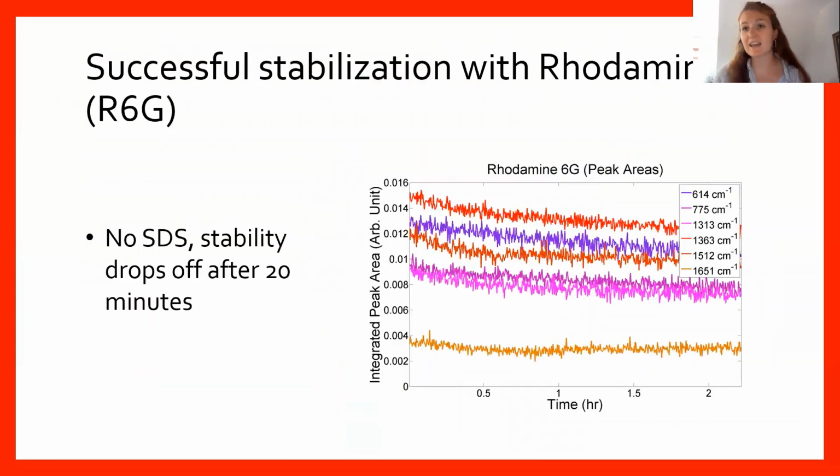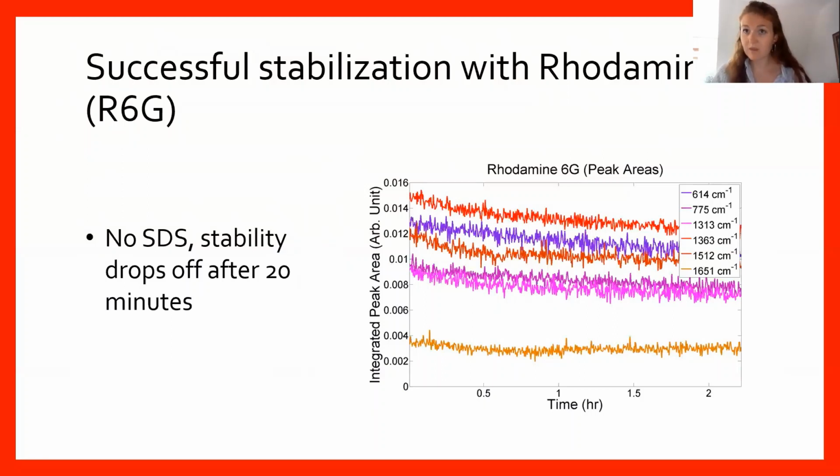And so we've seen SDS successfully stabilize rhodamine 6G, which is a red dye that also is harmful in the environment. With no SDS added to the solution, when we look at the Raman spectra, each peak slowly decreases over time, and after about 20 minutes, it's not really usable, and you can't see any real differentiation or any Raman going on there.